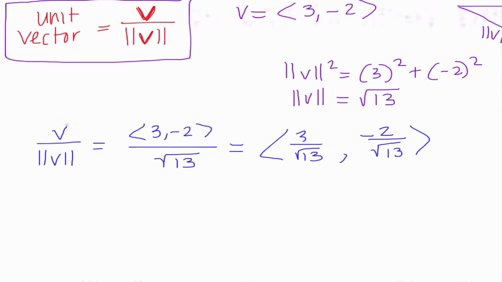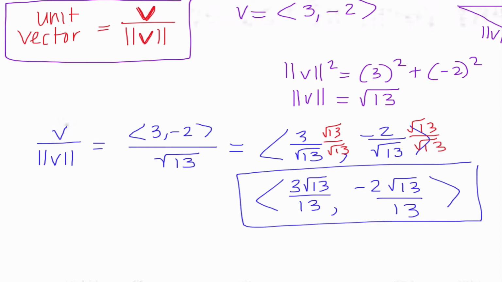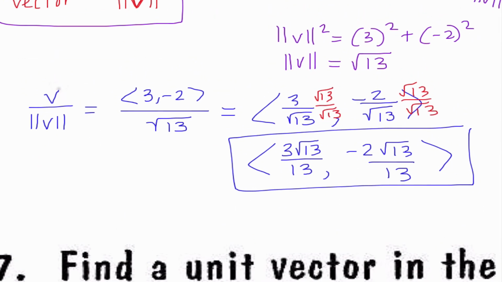Now we know from many years of dealing with radicals that we should not leave that as our final answer. I should rationalize it. So I would get 3 radical 13 over 13, negative 2 radical 13 over 13. And just to review, what we really did there was multiply by radical 13 over radical 13. So this would be a unit vector for that particular given vector. Now, we said that the magnitude ends up being 1, and you guys definitely do not need to do this, but I want to kind of check that out.